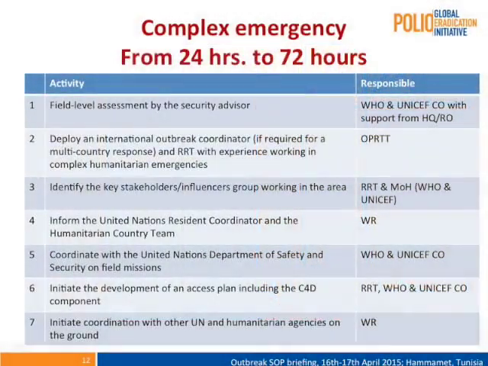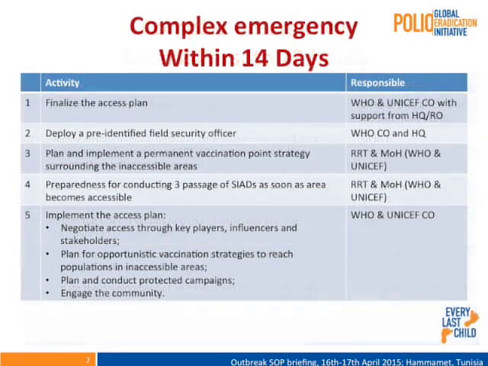For special circumstances, and that's complex emergencies, these are 7 activities to be done within 72 hours. First is field level assessment by security advisor. So if you have UNDSS advisor, or in some instances we have polio security person who is from headquarters, like yesterday we heard Paul Carlson used to be polio security person, or in Nairobi we have Patrick Beaufort. So he is supposed to do the field level assessment. Then in complex humanitarian emergency, we want to deploy all the teams, rapid response team, which has experience of working in that condition.